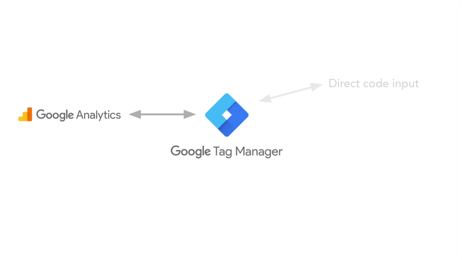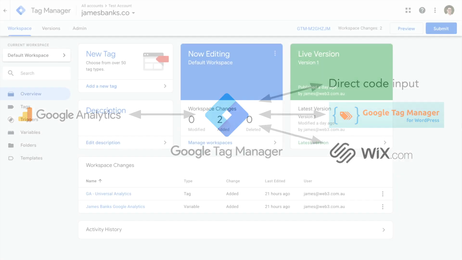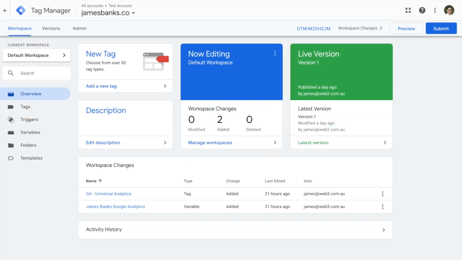What I'm going to then show you is how to put Google Tag Manager directly into your website's source code. I'm also going to show you how to do this in WordPress through both a direct implementation into the code and also through the Google Tag Manager for WordPress plugin. And I'm also going to show you how to do this in both Squarespace and Wix.com. We're going to start off today inside Google Tag Manager.